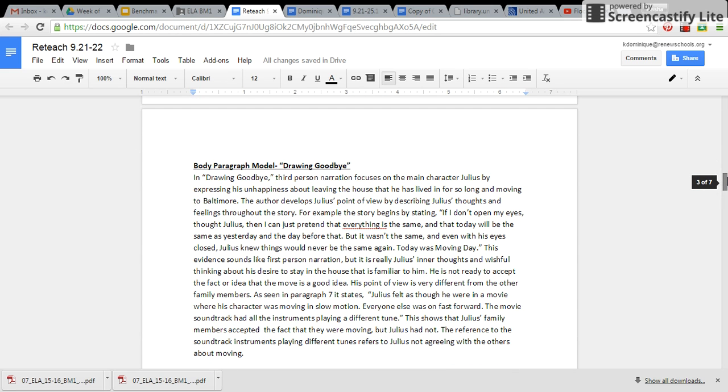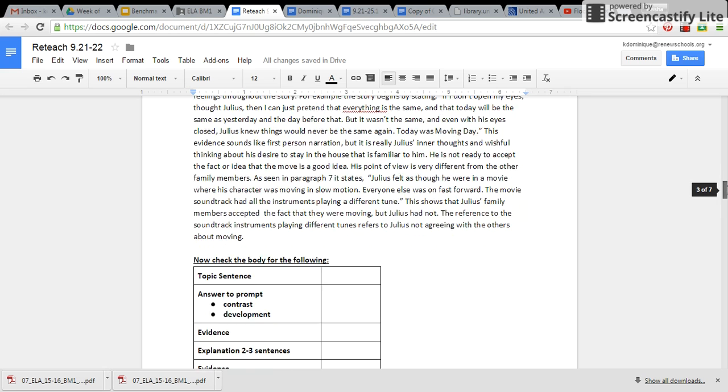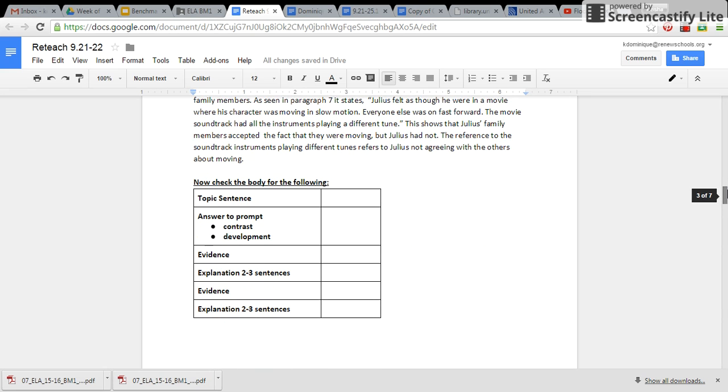Then look at my body paragraph. I wrote a body paragraph for the first story, Drawing a Bot. I want you to read over this body paragraph, and then I want you to complete the checklist right here to see if I have all of the necessary things that the body paragraph is supposed to have. Topic sentence, answer to the prompt, evidence, explanation, so on and so forth.